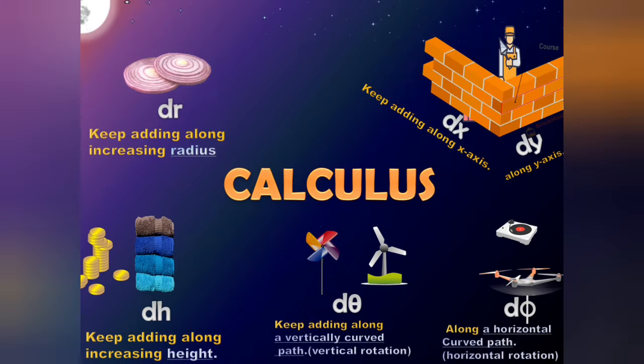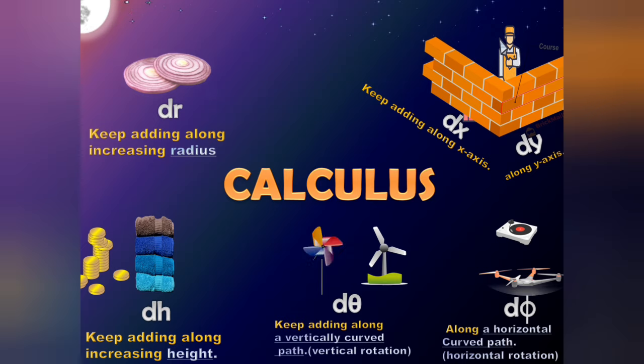In calculus, dx means keep adding along the x-axis. dy means keep adding along the y-axis. dz means keep adding along the z-axis. d theta means keep adding along a vertically curved plane. d psi means keep adding along a horizontally curved plane. dh means keep adding along increasing height. dr means keep adding along increasing radius.